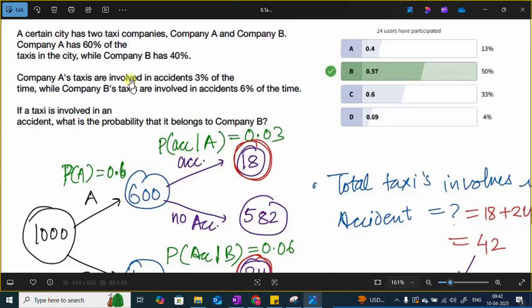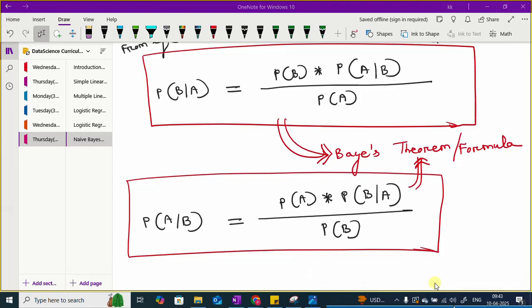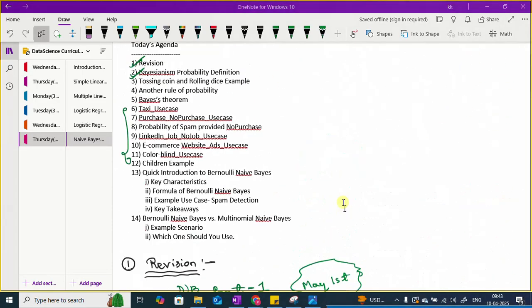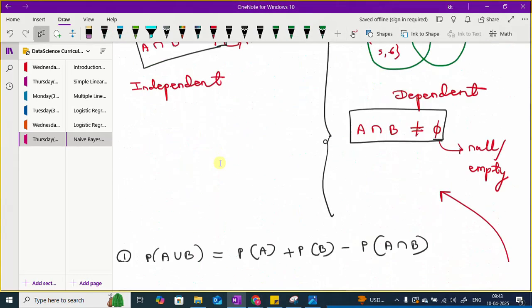Now let's come back to our whiteboard. We have successfully covered tossing a coin, rolling dice, another rule, Bayes theorem. Now we are on the sixth one, the taxi use case.